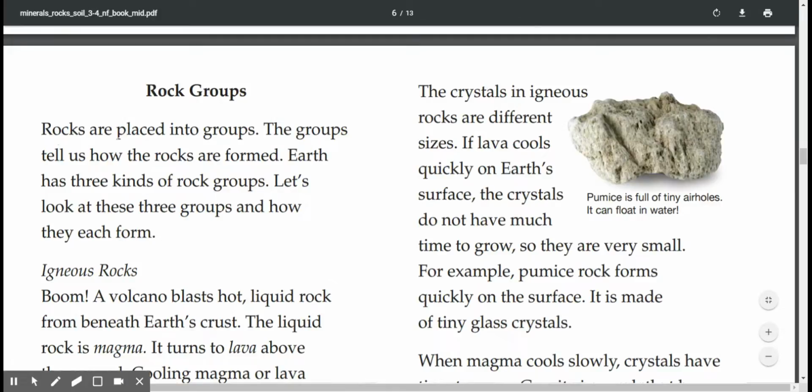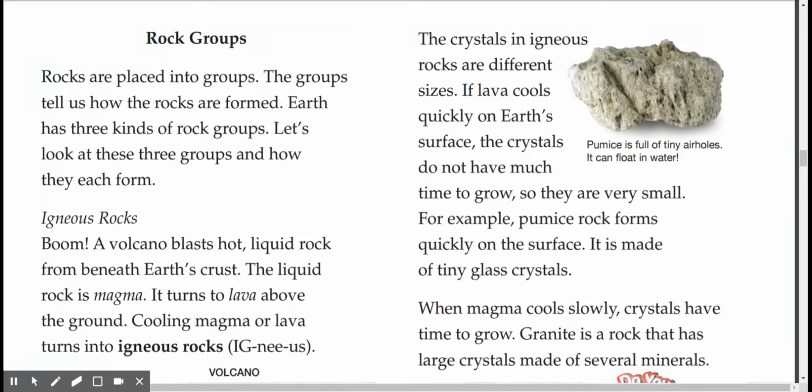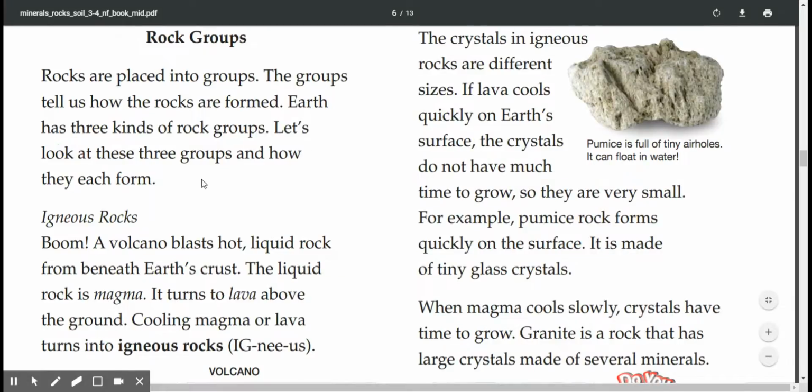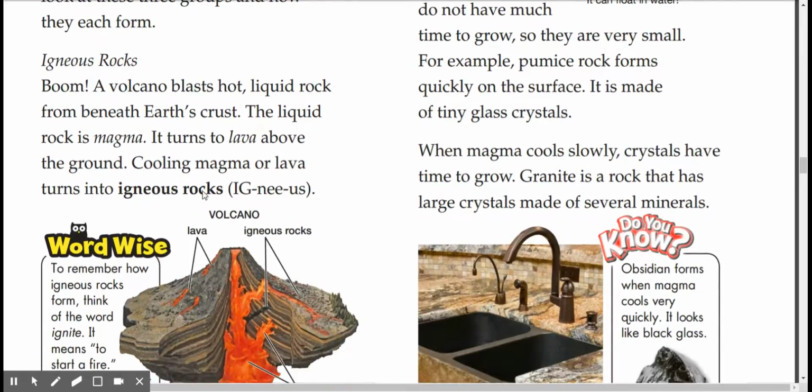Next, rock groups. Yes, we have different rock groups, and no, I'm not talking about a band. I'm talking about different groups of the actual rocks. They are placed into groups. These groups tell us how the rocks are formed. There are 3 major kinds of rock groups, so we're going to look at each of those groups now.